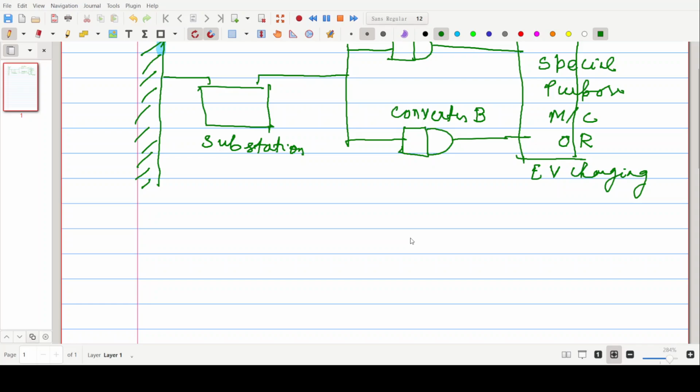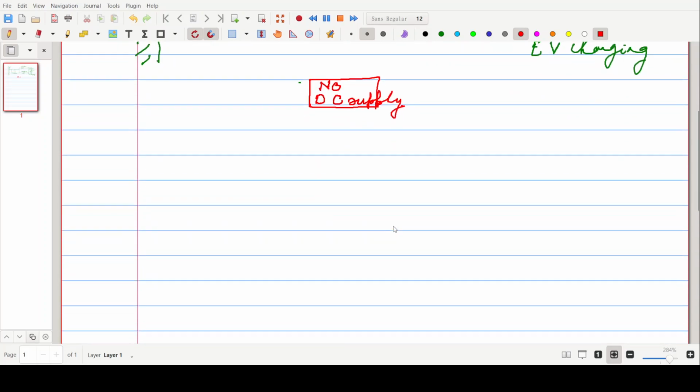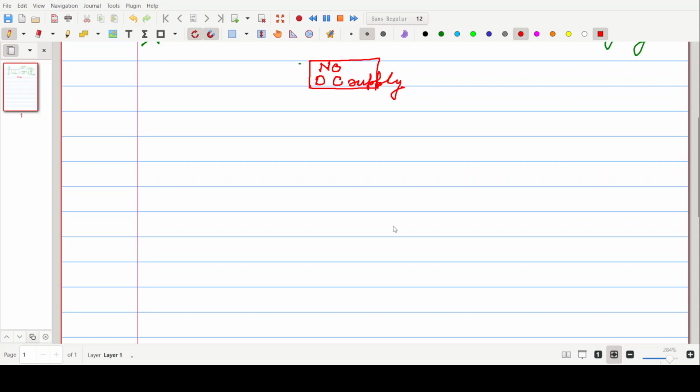Okay, so what we discussed, that this can be a typical EV charging station. So suppose on the top of the hierarchy there is this EV charging, for which we are going for a DC supply. Suppose because of some fault there is no DC supply, so that is what we see eventually. Okay, no DC supply, that means our charging is not happening.